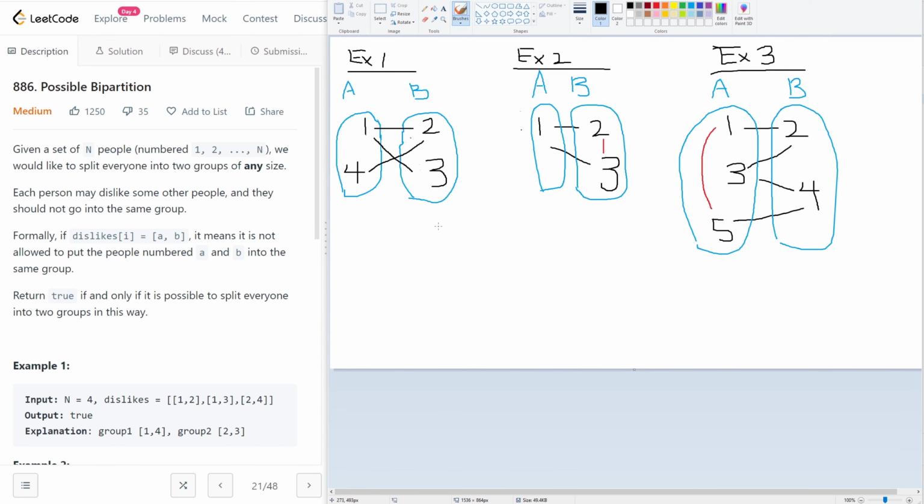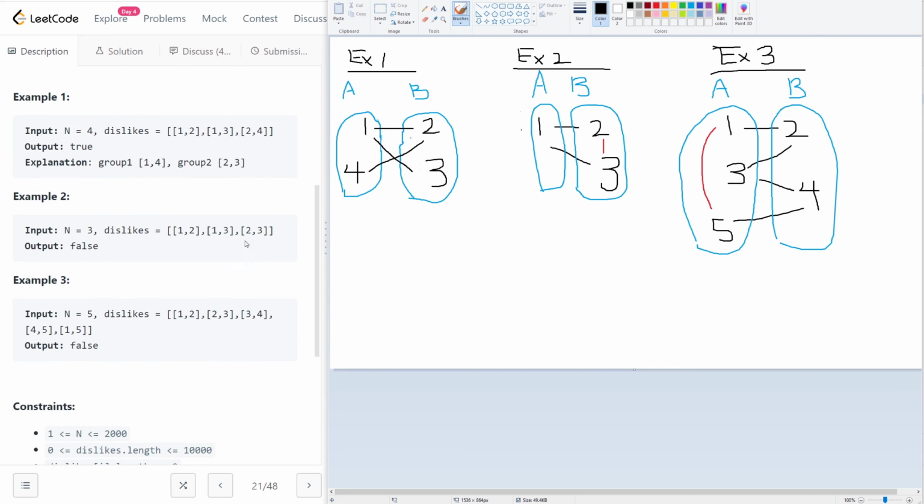So we basically have this situation with example 1: 1 going to 2, 1 going to 3, and 2 going to 4. And this is a bipartition because we can split all the vertices into two different sets where every edge starts in set A and ends in set B. And likewise every edge that starts in set B ends in set A.